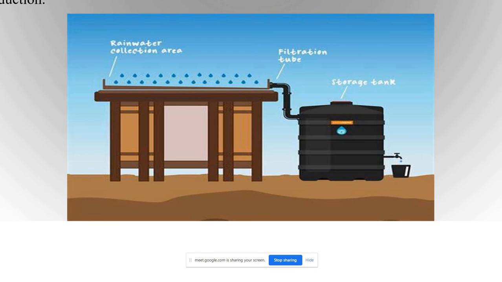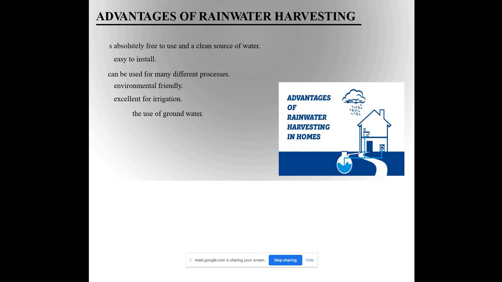Advantages of rainwater harvesting: it is an absolutely free to use and clean source of water. It is easy to install. It can be used for many different processes. It is environmentally friendly. It is excellent for irrigation. It reduces the use of groundwater.